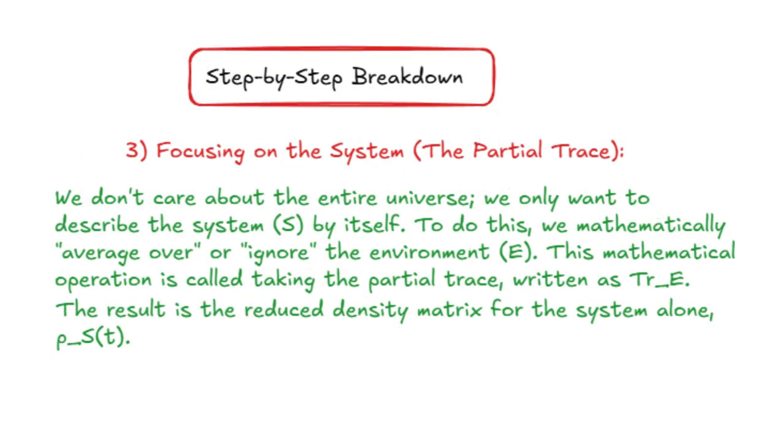3. Focusing on the system, the partial trace. We do not care about the entire universe. We only want to describe the system called S by itself. To do this, we mathematically average over or ignore the environment called E. This mathematical operation is called taking the partial trace, written as trace sub E. The result is the reduced density matrix for the system alone, called rho S of t.